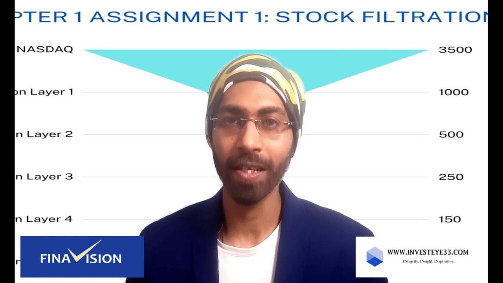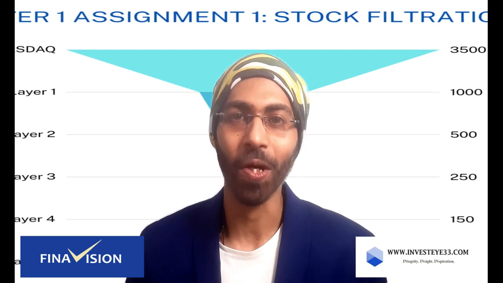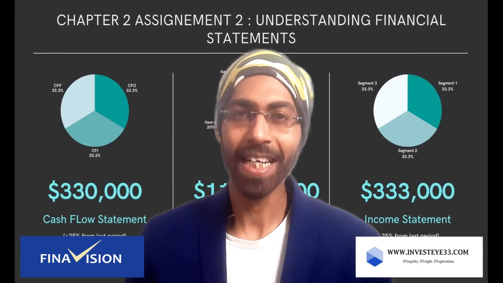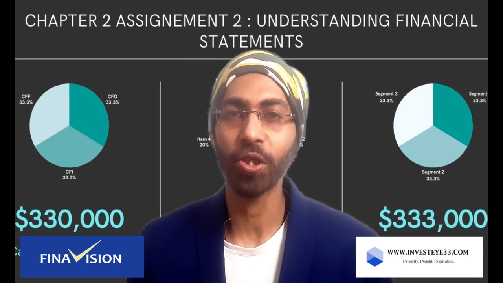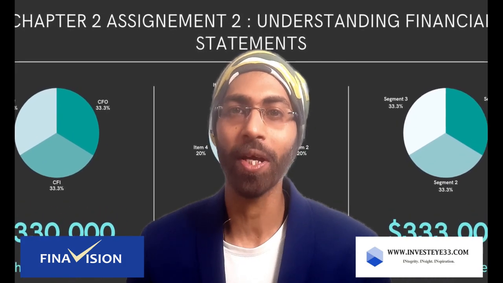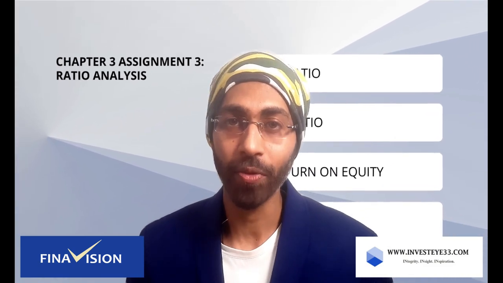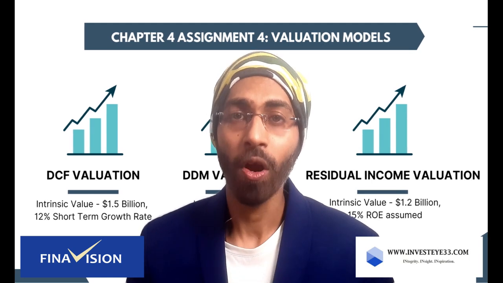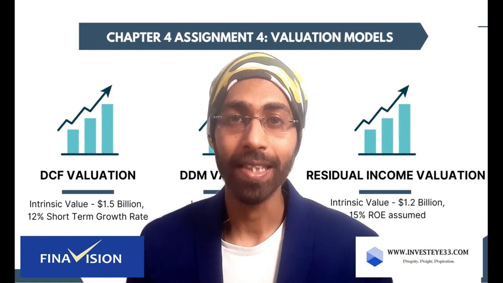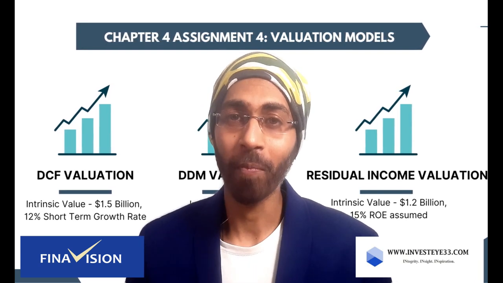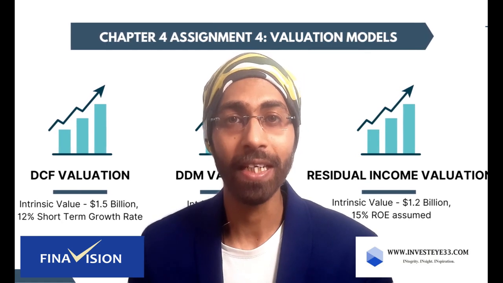In the first assignment and first chapter, we show you an efficient, intelligent way of segregating and filtering the stocks. In the second chapter and second assignment, we try to understand how to interpret the cash flow statement, the balance sheet, and the income statement and bring them together to do ratio analysis. Ratio analysis brings us to chapter 3 and assignment 3. In chapter 4, assignment 4, we are going to study together in a detailed way how to do discounted cash flow valuation. Apart from that, we will also learn how to do dividend discount model valuation and residual income valuation.